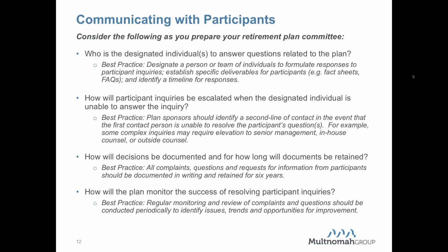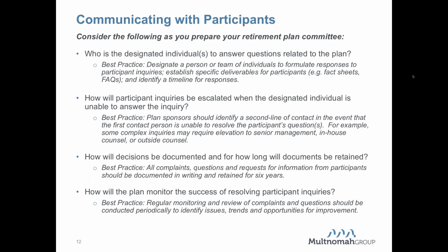Second, you want to make sure you have someone to escalate questions to when the answer is unknown. So maybe it's not something that you've tackled before and the HR person doesn't know how to address the question. So who is it that can get elevated to, and what's the timeline for elevation? So for example, maybe it's a more complicated question about fees that needs to get elevated back to someone at the record keeper or someone at your retirement plan consultant's office. You want to make sure you have that name, contact information, and a timeline for response.